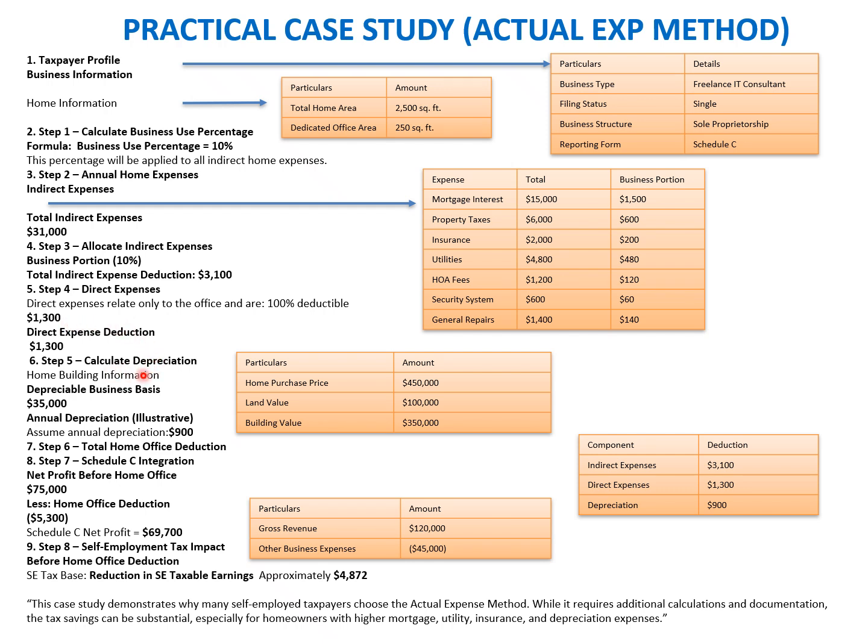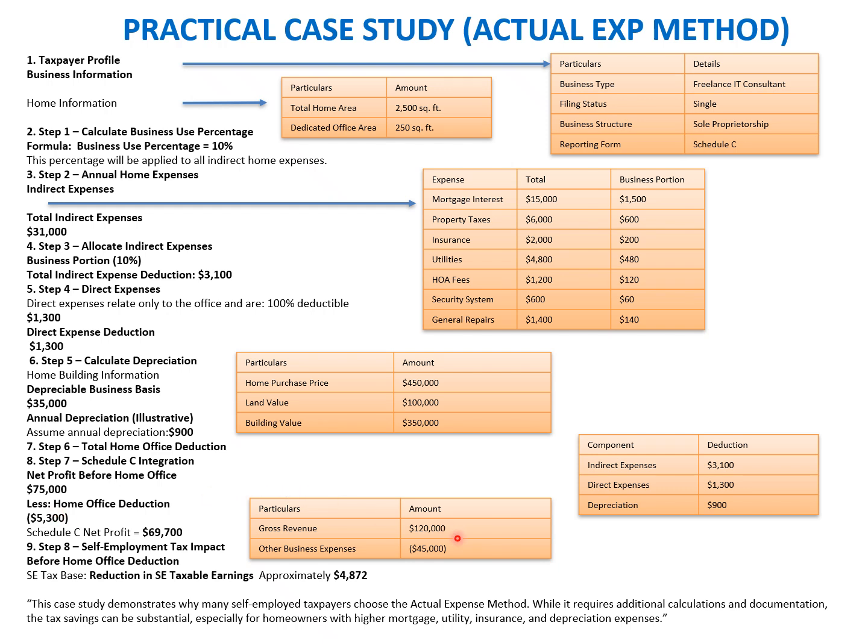Then we'll also do some calculation for the depreciation. The purchase value is 450,000, land value is 100,000, building value is 50,000. Assuming 10% of the same is the allocation, the depreciation business basis is 35,000. We'll assume that total depreciation is 900. Step 6 is the total home office deduction: 3,100 is the indirect expenses, which is 10% of 31,000 total indirect expenses. Direct expenses are 1,300 and depreciation 100. When we sum up all these, the total expenses claimed is 5,300.